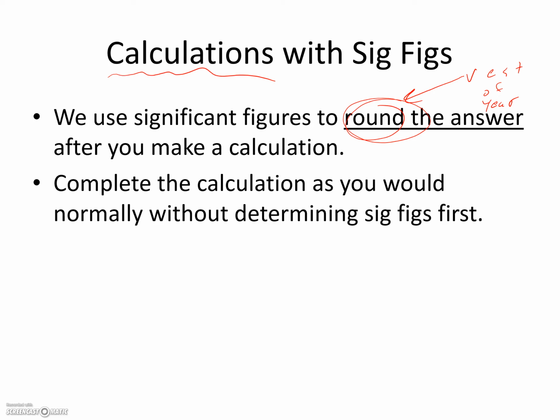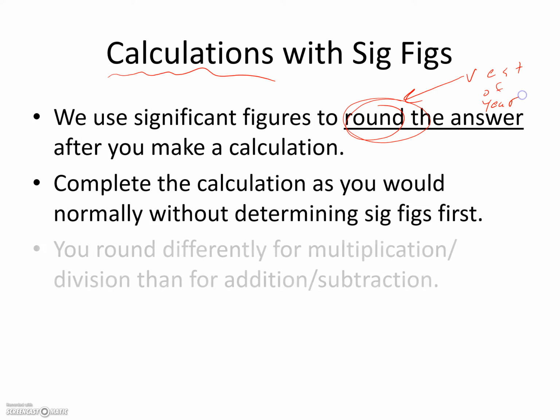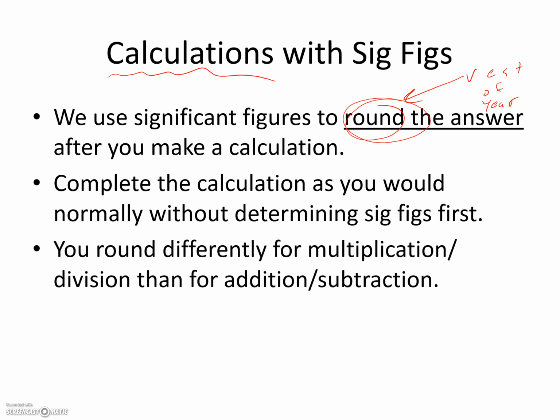All right? So first things first, you run your calculation as you would normally without determining sig figs first. All right, so if you have this number times this number, you just plug that in your calculator and let your calculator do the work, and it's going to give you a bunch of decimals that may or may not be significant. Okay, but just run your calculation normally first. Then, okay, we have to decide, are we multiplying and dividing or addition and subtraction? We have slightly different rules.